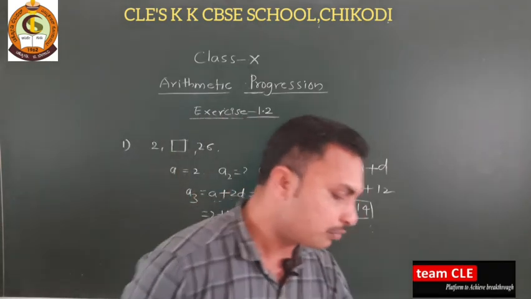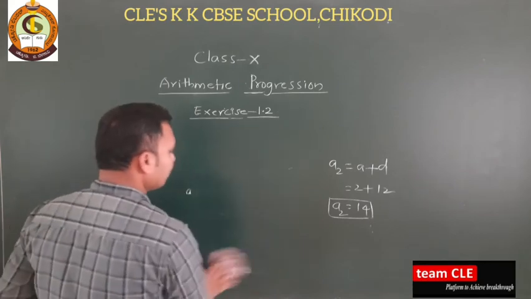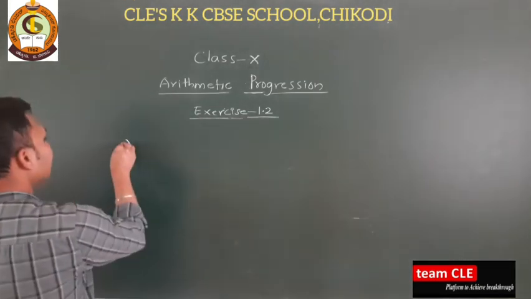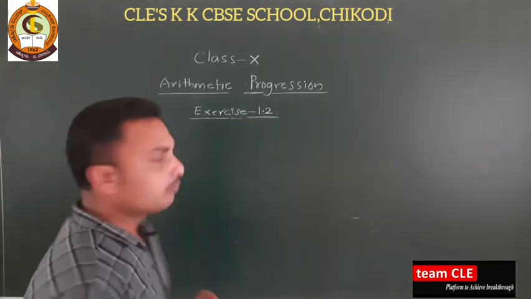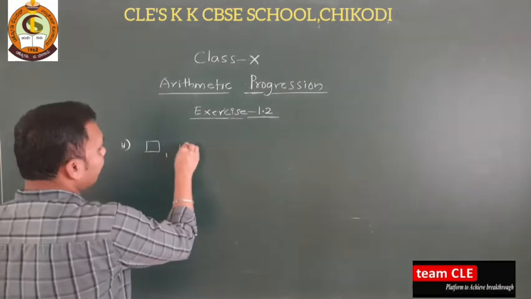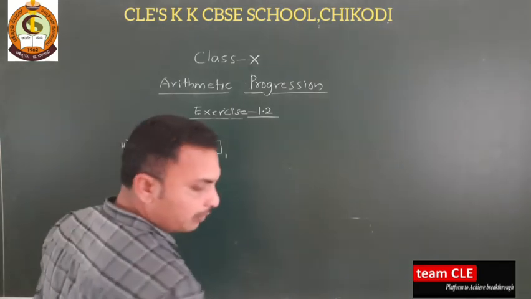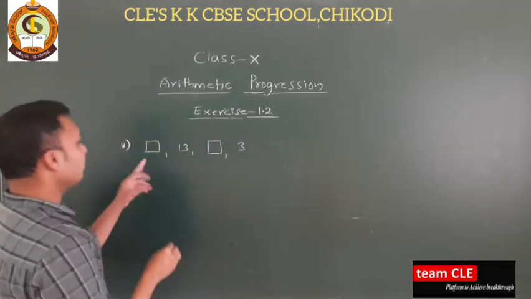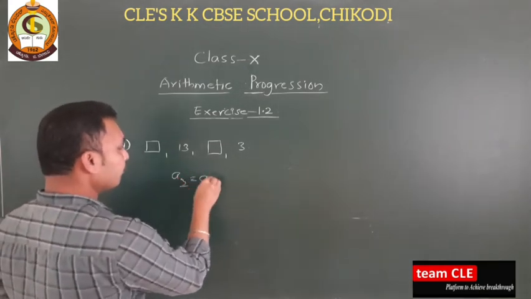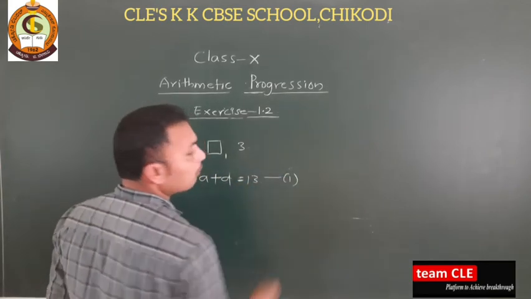Now next one, question number 2. First we have an empty box. Second term we have 13. Next again an empty box. Fourth term we have 3. Now we don't have A, so we have A2. A2 is equal to A plus D, which is equal to 13. We can take this as equation number 1.